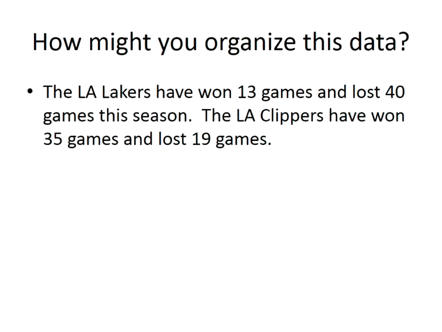It says the LA Lakers won 13 games and lost 40 games so far this season, which is true. I just looked it up yesterday afternoon. And the LA Clippers have won 35 games and lost 19 games so far. So how could you create a table? Because this is a little more complex data. We've got several pieces to it. Go ahead and try it. Talk about it in your group. Maybe just come up with one table as a group. How might you organize that information in a table that would be easy for somebody to read?